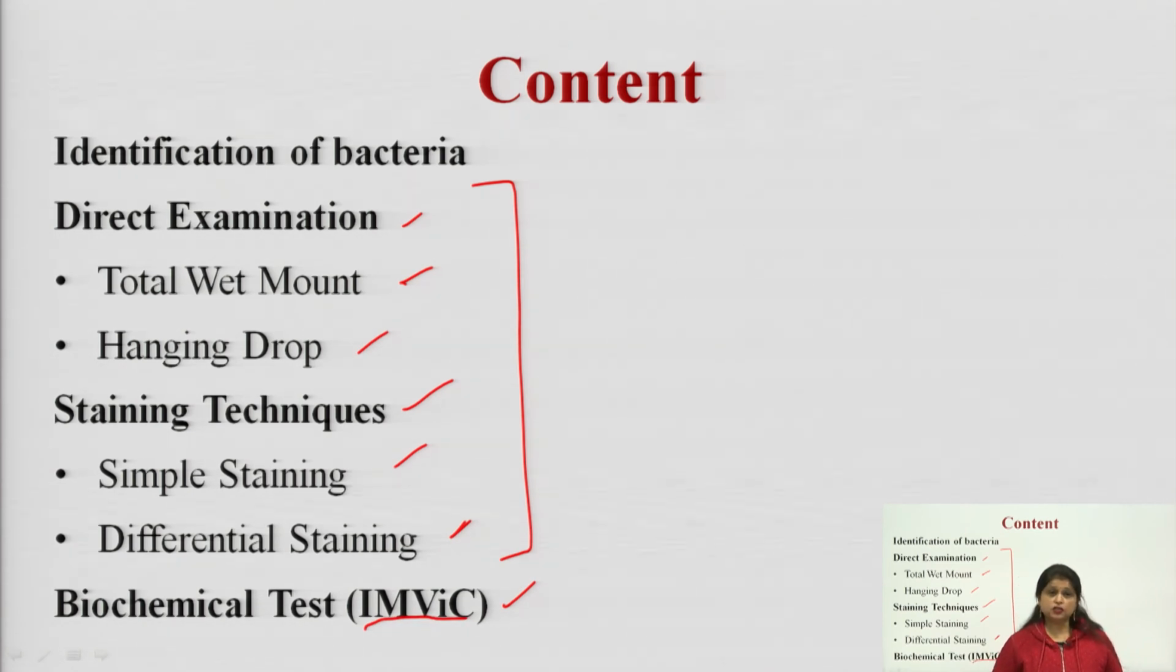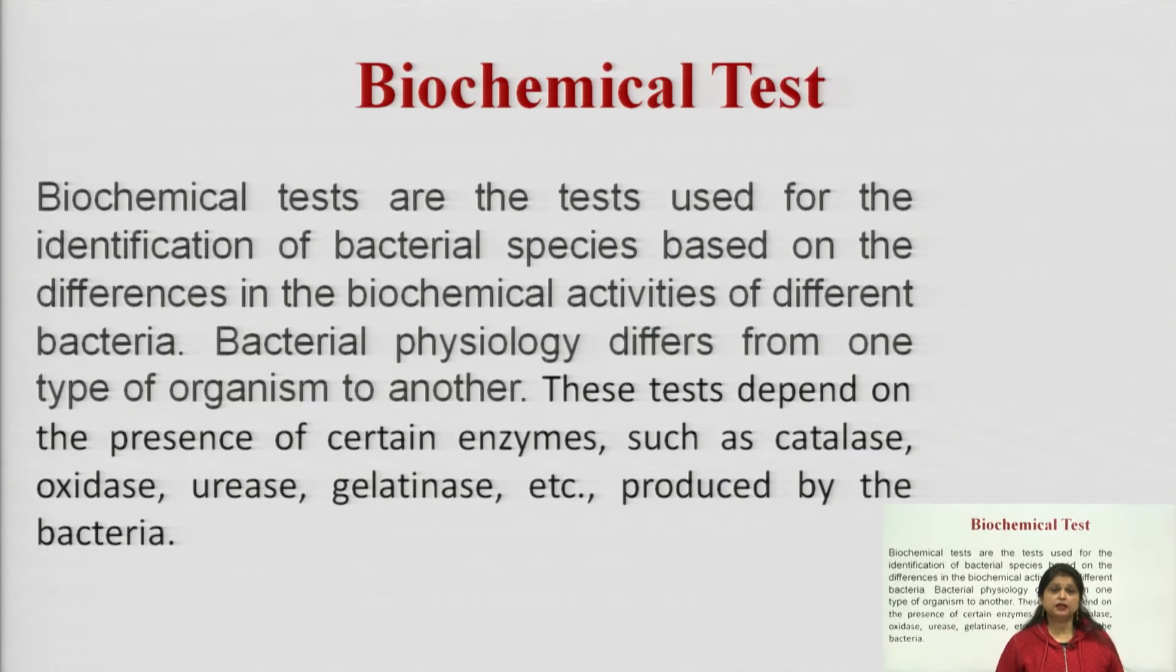Now, what actually are biochemical tests? The word biochemical indicates chemicals released by organisms, meaning some types of enzymes and chemicals are always released by bacteria, fungi, and viruses. Different types of microorganisms release different kinds of chemicals, and analyzing those chemicals with the help of identification techniques is what we call a biochemical test.